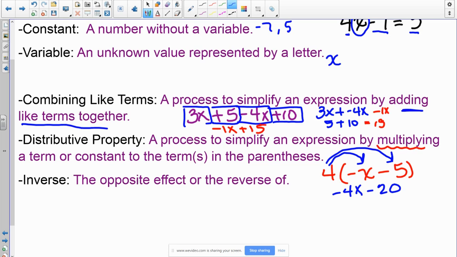The last thing we're going to look at, when we're actually solving these problems, is the idea of an inverse. An inverse is an opposite effect or the reverse of. So when we're getting into these problems and I'm trying to get rid of +5, I'm going to do the inverse, or the opposite effect or the reverse of. So opposites are, if you have multiplication, you're going to divide. And if you have addition, you're going to subtract.